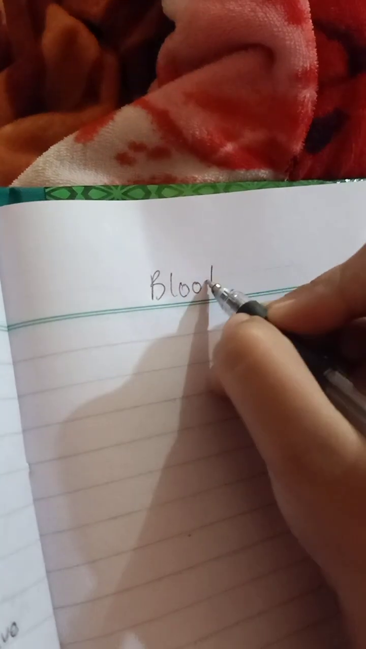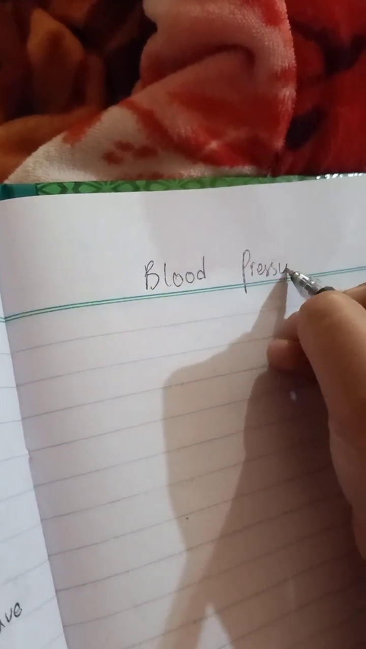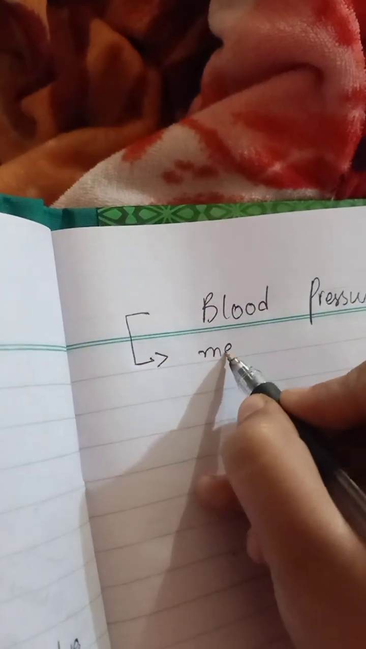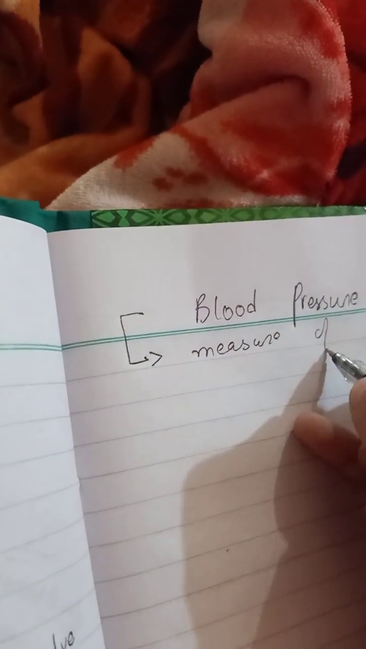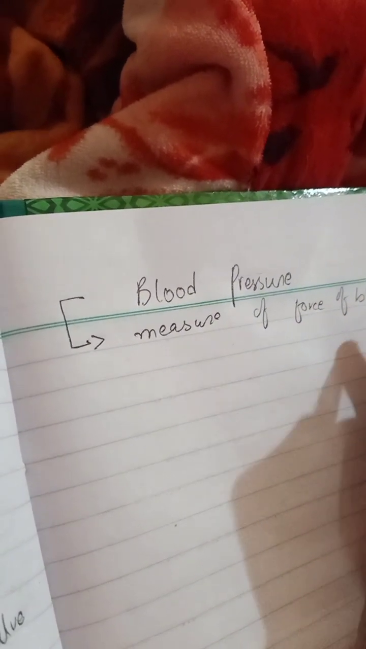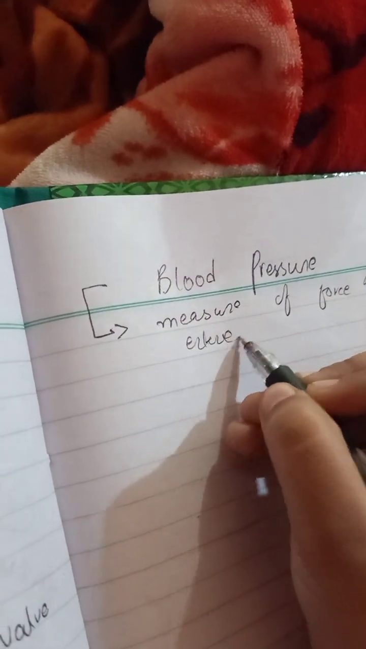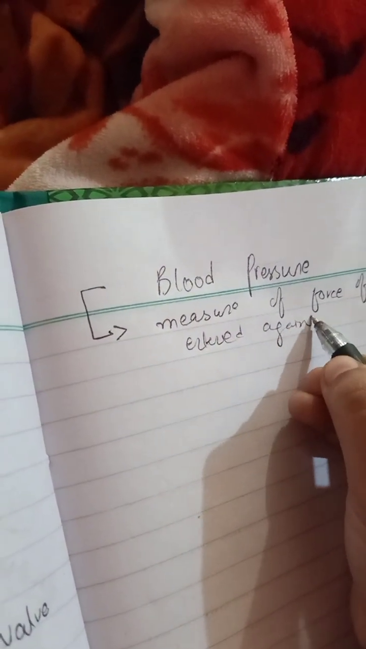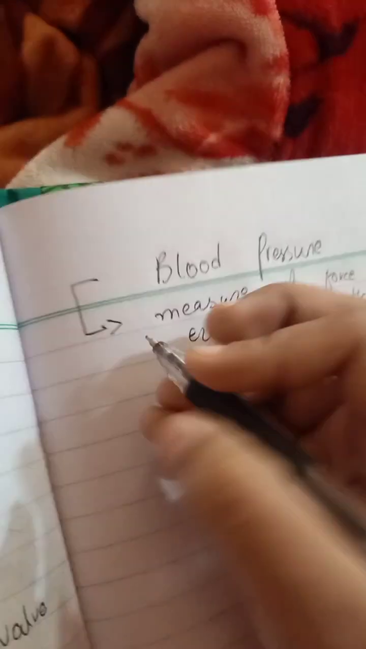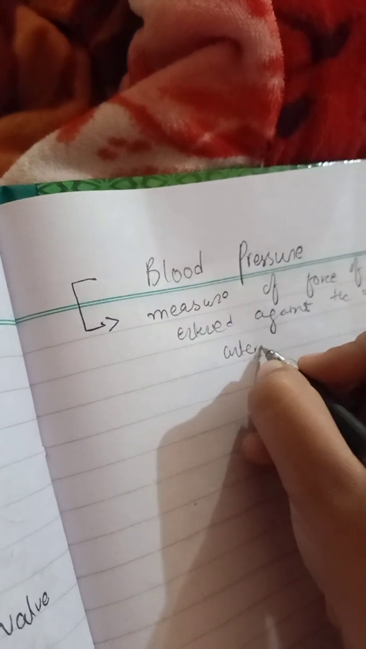So our next topic, after the sound of heartbeat, is blood pressure. What is blood pressure, actually? It is a measure of the force of blood that is exerted against the walls of arteries. That point will become more clear after some points.